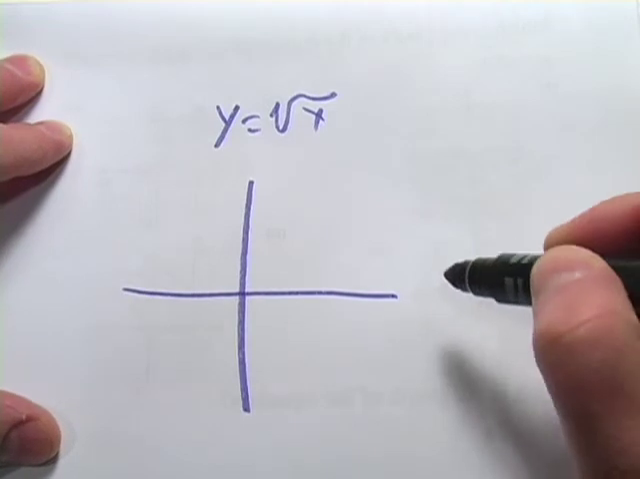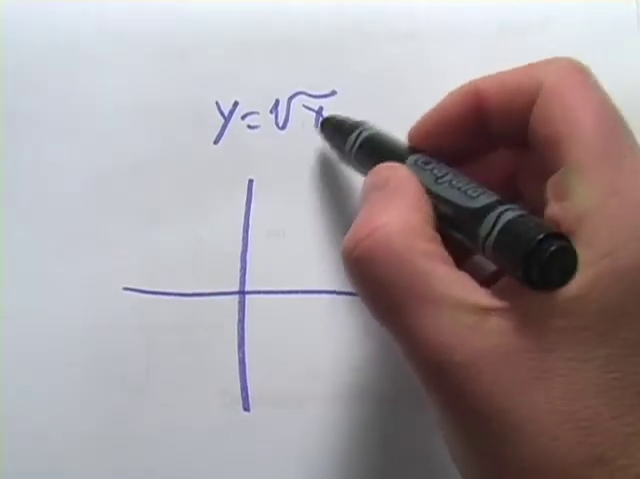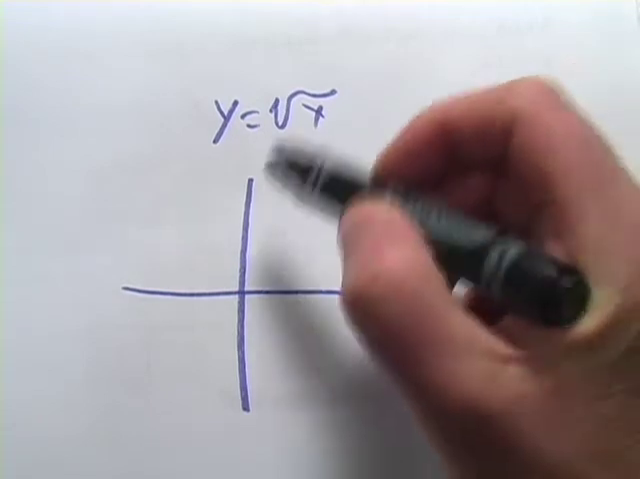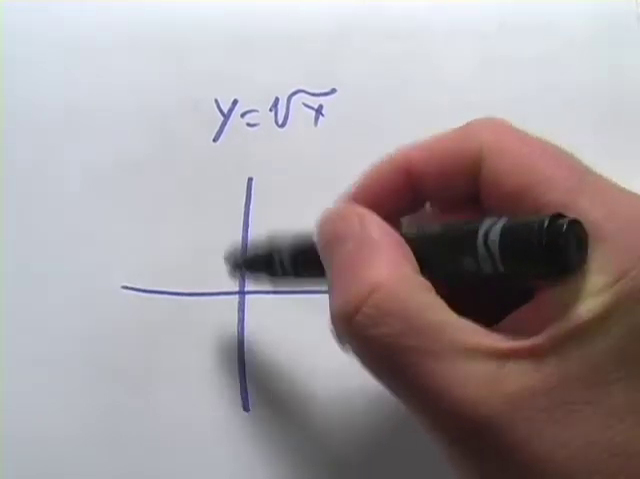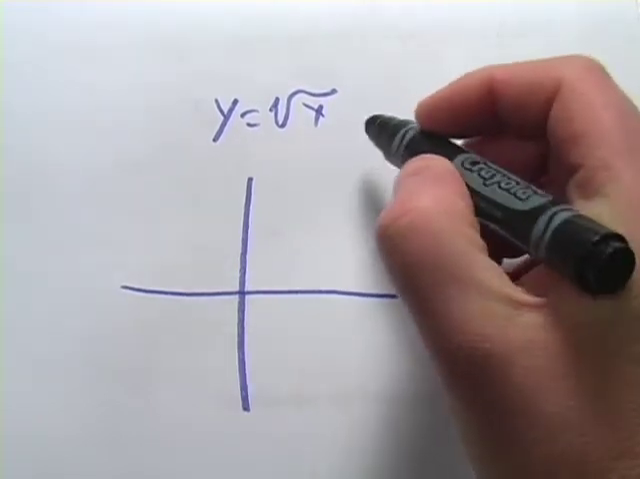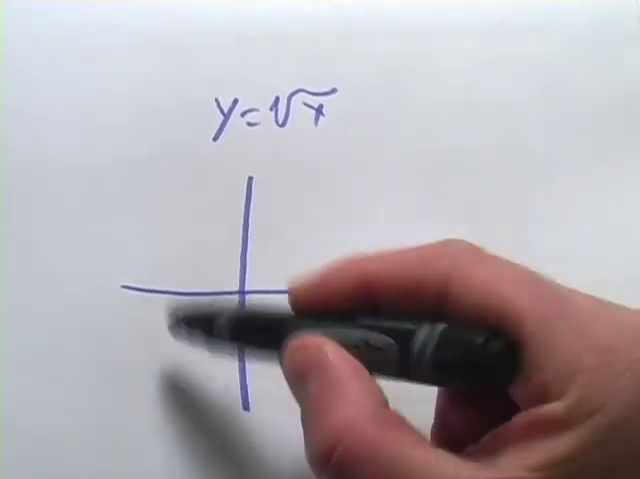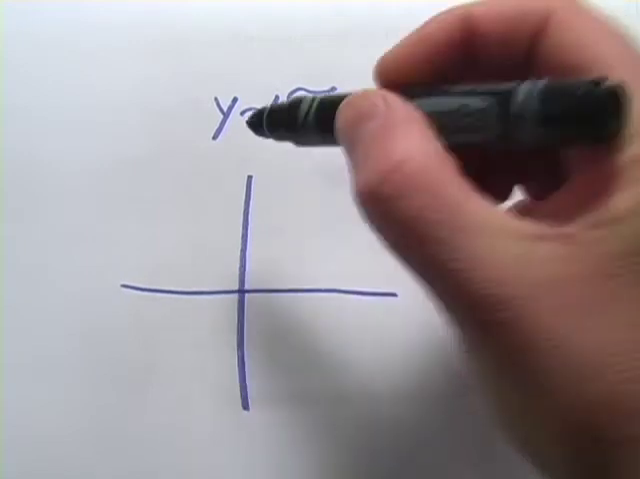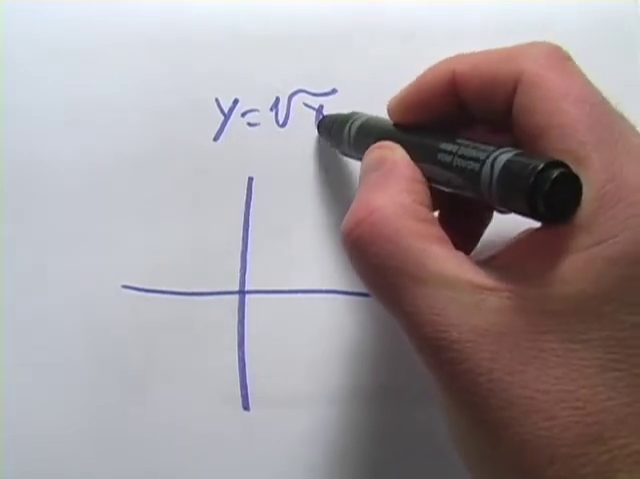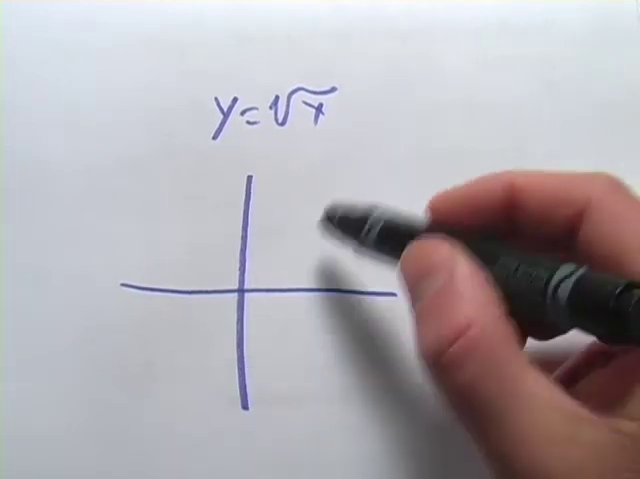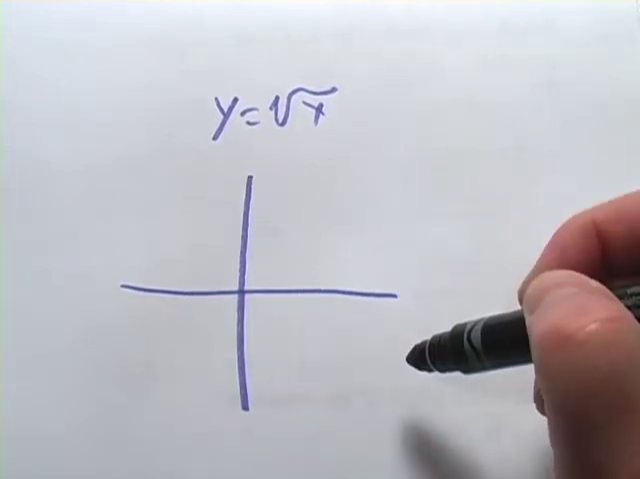A couple of things about this. You should know you can't put a negative number under this radical sign. We're not dealing with imaginary numbers on this graph. This is just plain old real numbers. So there will never be anything over here on this side of the graph. Because the square root of something that's positive is always positive, there'll never be anything down here either. So the graph is all going to be in the first quadrant.